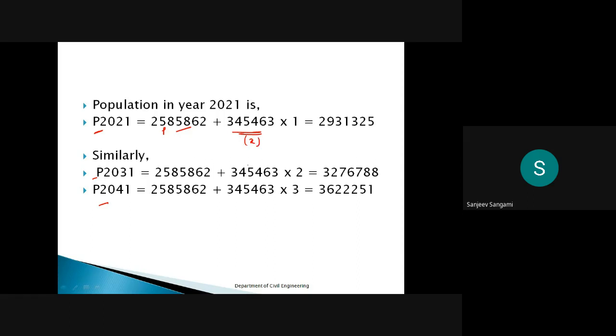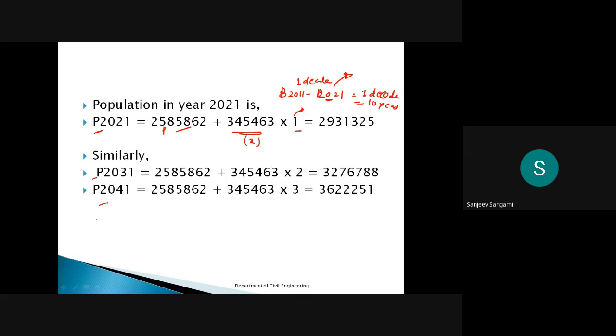Then why have I taken N as 1 here? The main thing is that it is 1 decade. Why is it 1 decade? The last known population is 2011, that is P at 2011, and we have to calculate it for 2021. In that case, the difference of these two will be 1 decade, that is equal to 10 years. That is why I consider N as 1 here.